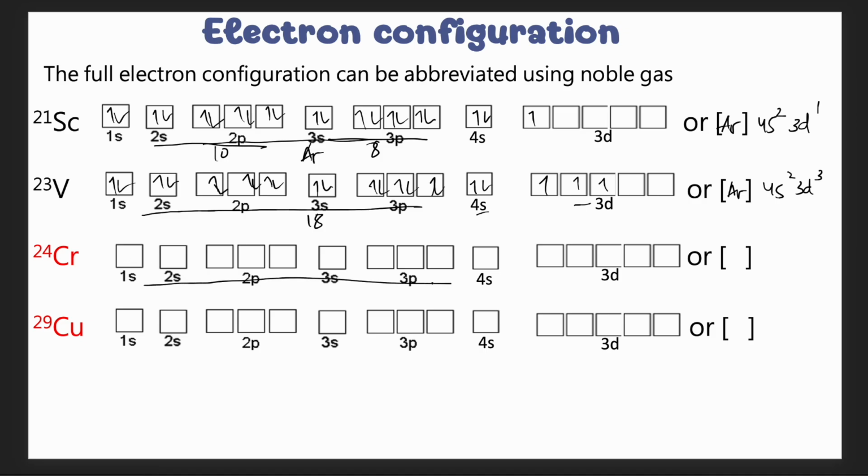Chromium 18. Okay, Ar. So we need how many more? 6 more. Right? 18 and 24. 6 more. So 1, 2, 3, 4, 5, 6.